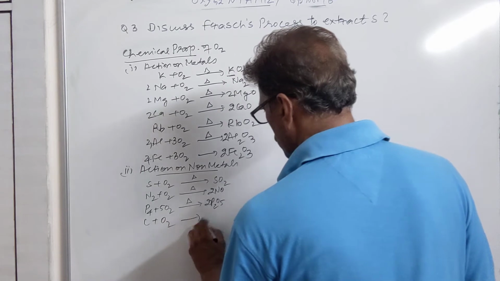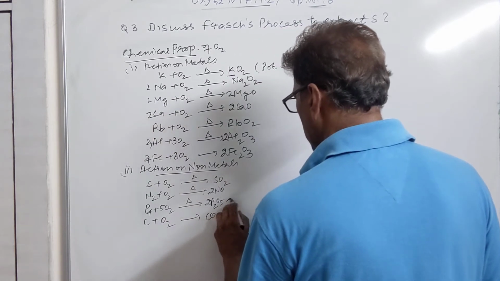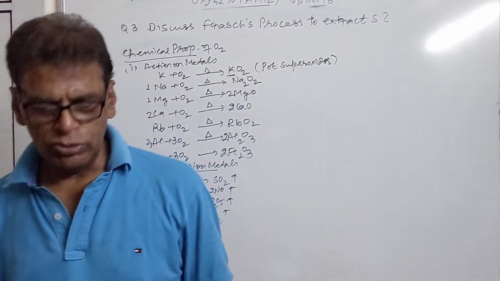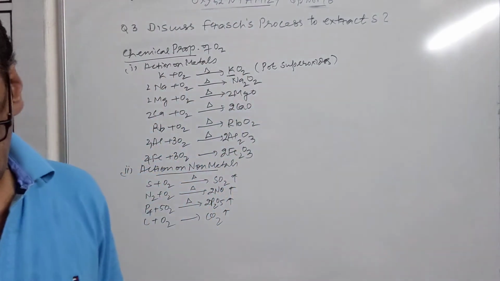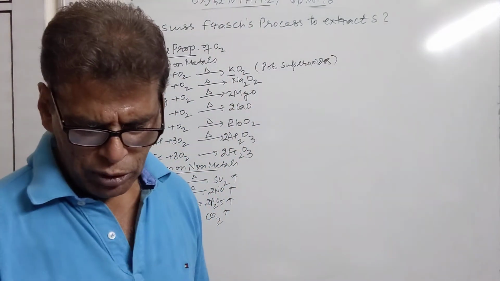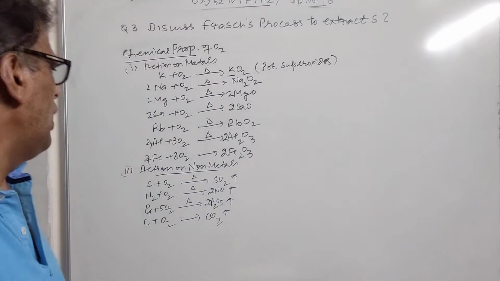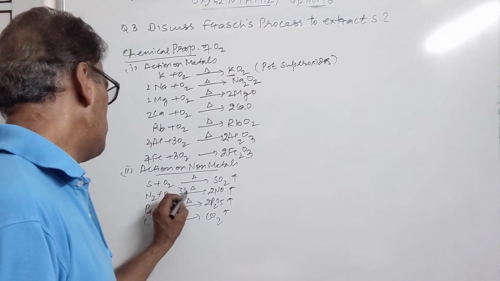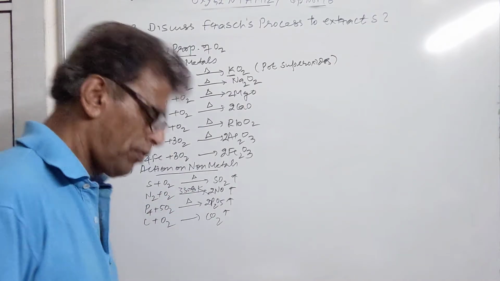C plus O2 gives CO2. All these oxides are volatile in nature. They are in the gaseous form due to weak van der Waals forces. They escape from the surface of the compound on heating. NO is formed at very high temperature.